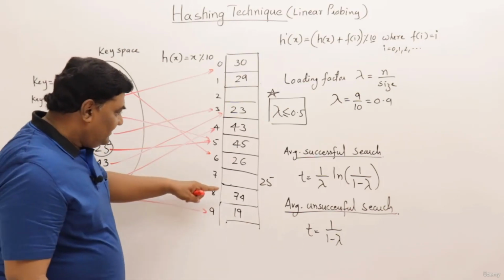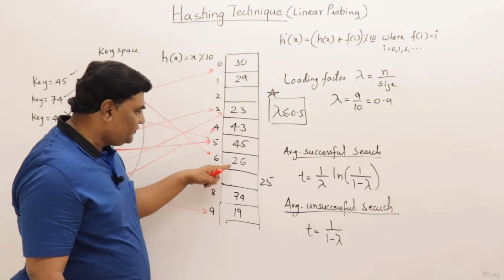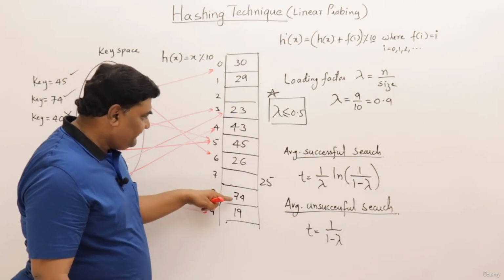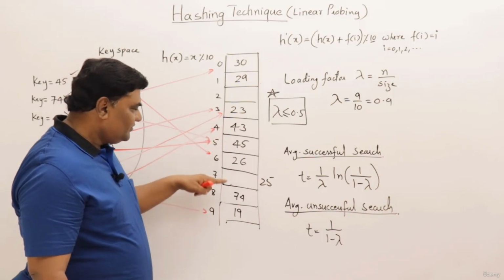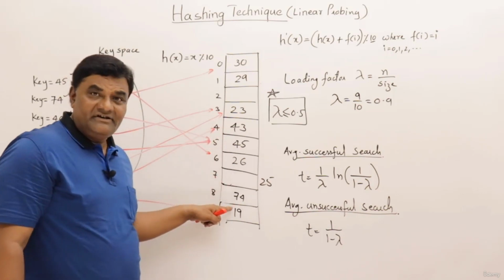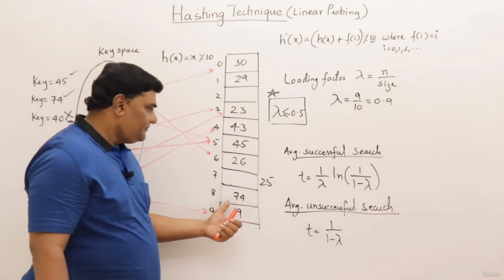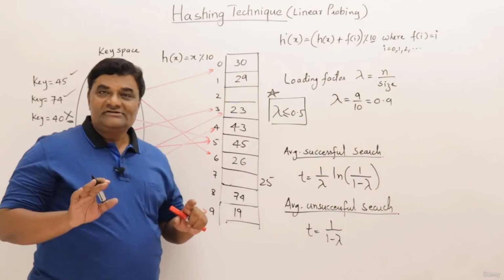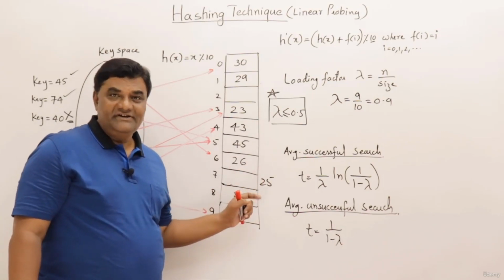Is it right? What about the 74? 74 was kept here because there was no space here. 74 actually belongs to location 4. So if this is free, then 74 should be moved here. Yes, it should be moved there. So it's not simple that you just delete a key and leave the place vacant.